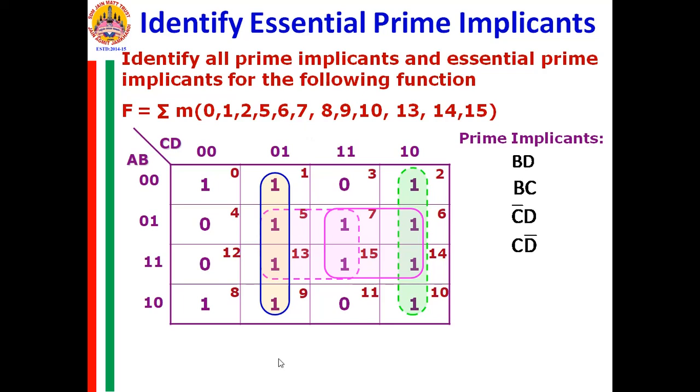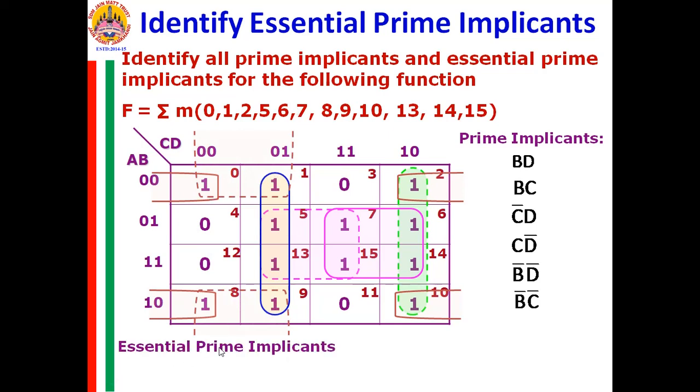You can form a quad with these 4 ones, the corner 4 ones. If you form with the corner 4 ones, that is B bar D bar, and if you form like this, then it is B bar C bar. These are all prime implicants. Now to cover all the ones, we have to say which groups are essential, and get the minimum cover.